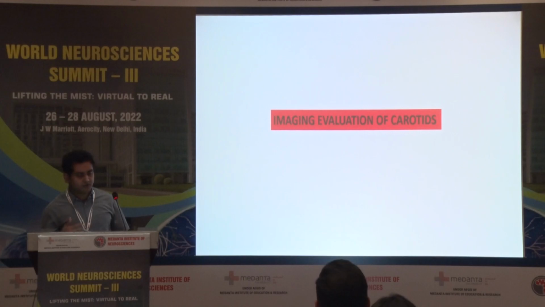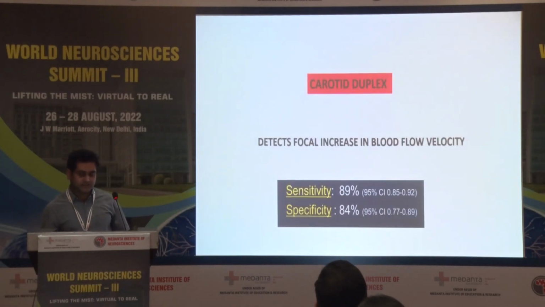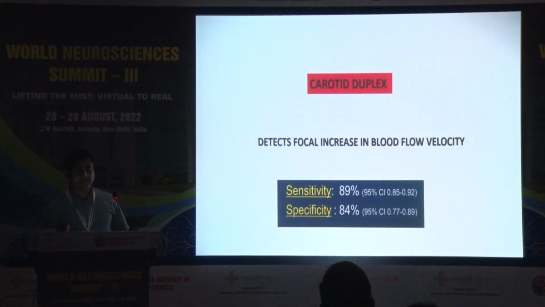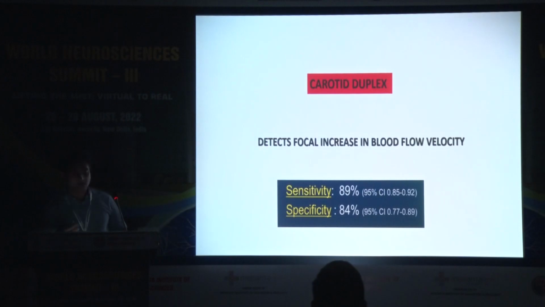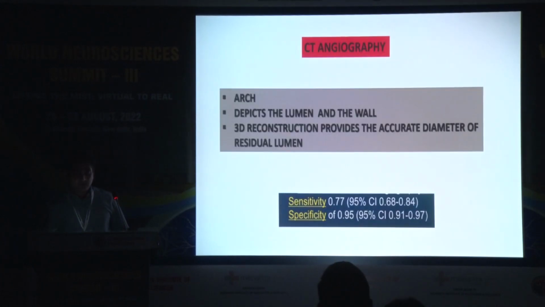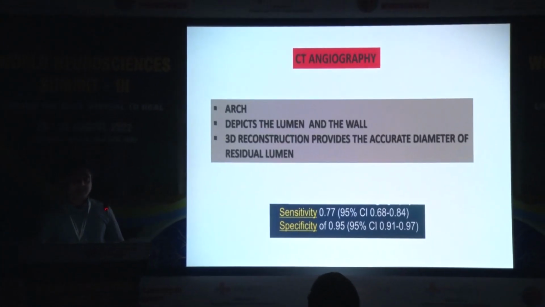First of all, the imaging evaluation of the carotid is very important to plan the carotid stenting. Carotid duplex is a basic screening procedure. It detects a focal increase in blood flow velocity. It has a sensitivity of 80 to 90%. Another investigation is CT angiography.